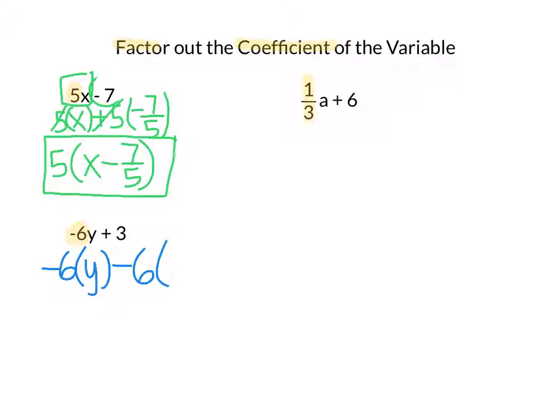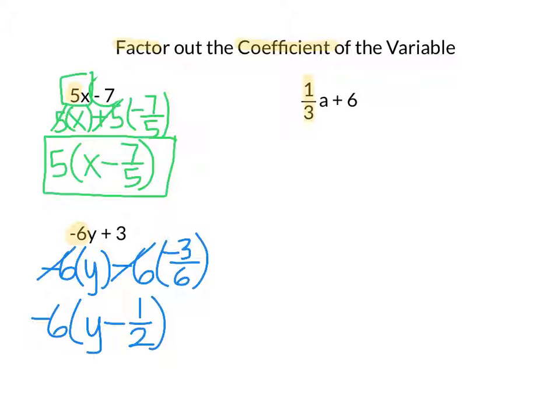So I divide 3 by 6. Well, and also, it's a negative times a negative that will make it positive, or a plus 3. Again, I take out my negative 6's and put that in front, and I'm left with y minus, and I can go ahead and simplify 3/6 to 1/2. And that's factoring out the coefficient.